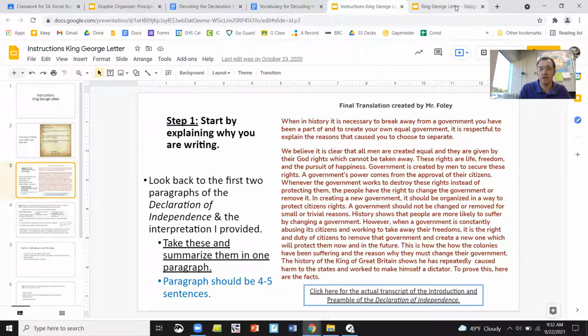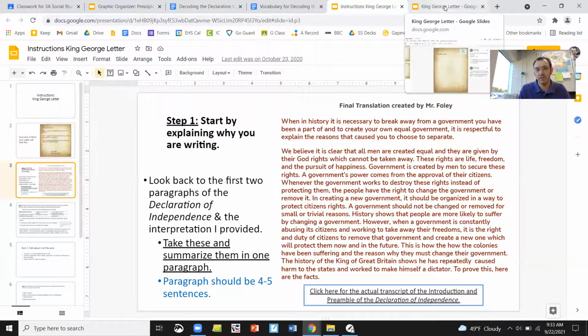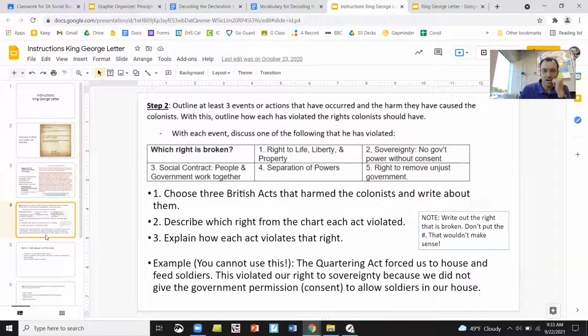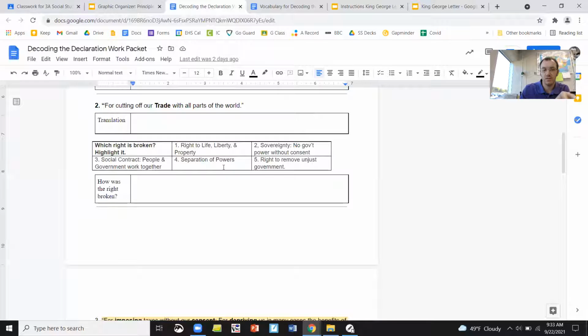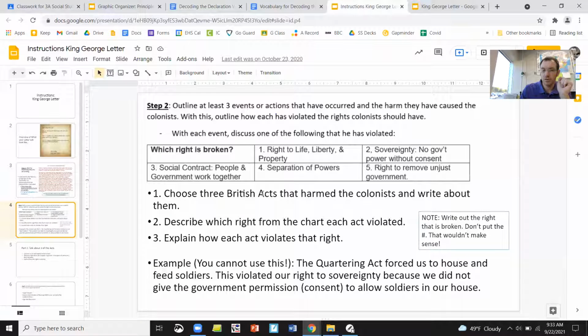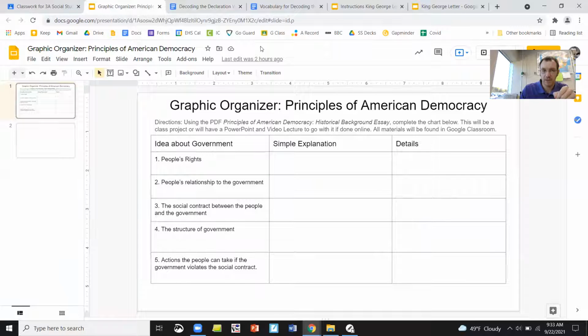So you're writing the letter to King George, instead of writing all this, 1 paragraph on what is the main point there. The second paragraph is going to be them choosing 3 British acts or 3 of the grievances. So these could be the British acts we talked about when we had our big debate, or they could go back to our grievances sheet, the Decoding the Declaration, and talk about these things. So they're going to choose 3 of them, talk about how they harmed the colonists, and describe from the graphic organizer which right was violated.